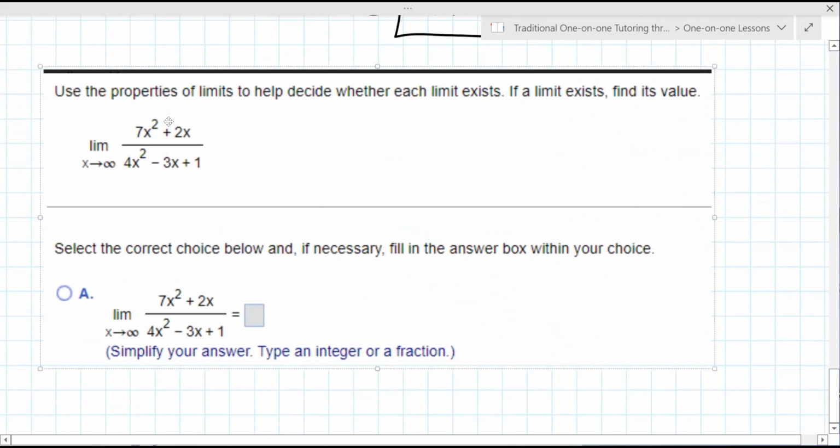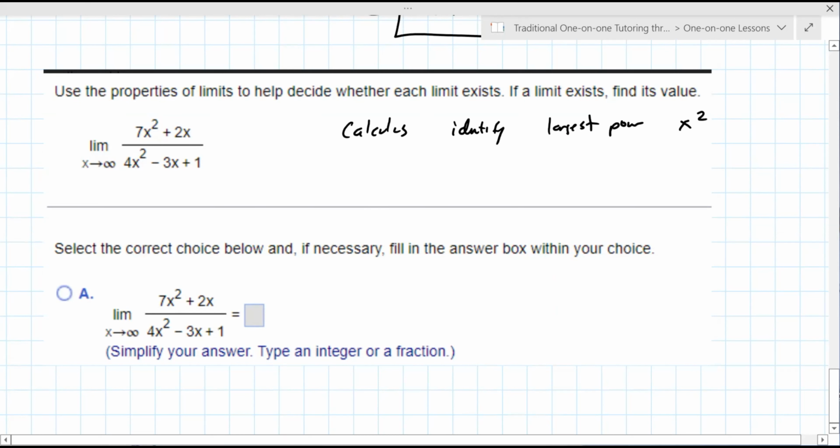If you were to graph this function here, and I ask you, well, what happens as x goes to infinity? You're just looking at, well, what happens way to the right side of the graph here? But there's, of course, also the calculus way that you're supposed to do this. And the calculus way here is to identify the largest power. So in this case, it's x squared. You look at the numerator and denominator, and then you divide everything by x squared.